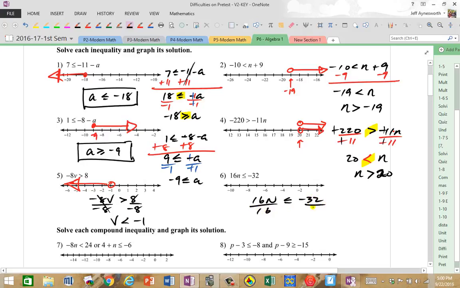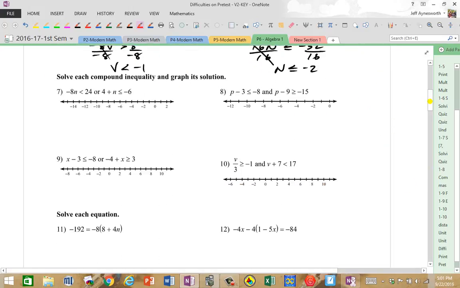Divide both sides by 16. All right? And you get n is less than or equal. No need to switch there because we divided by a positive, not a negative. So it's different than number 5. All right? Less than or equal to negative 2. That includes negative 2. So we're going to go closed here. All numbers less than that lie to the left. Okay? So those are some basics on the initial inequalities there.